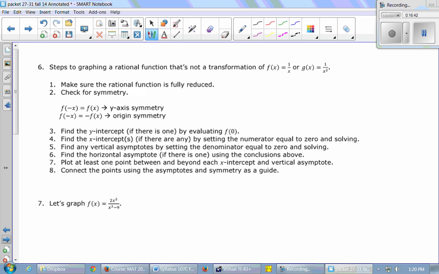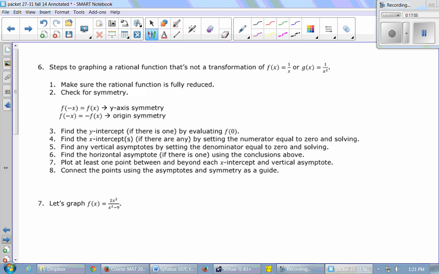Step 4, find x-intercepts. There may or may not be any, but you would do it by setting the numerator equal to 0 and solving. The reason you just set the numerator equal to 0 instead of the whole function is because fractions can only equal 0 if their numerators equal 0. It doesn't matter what the denominator is.